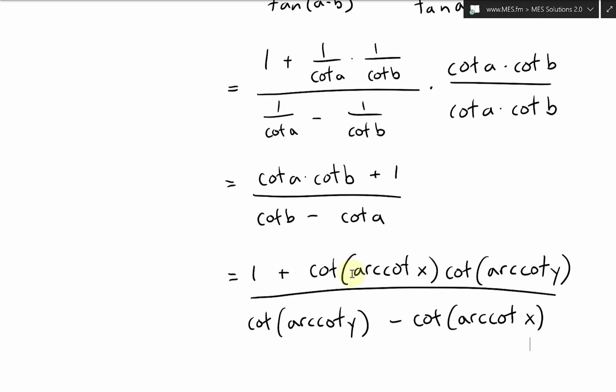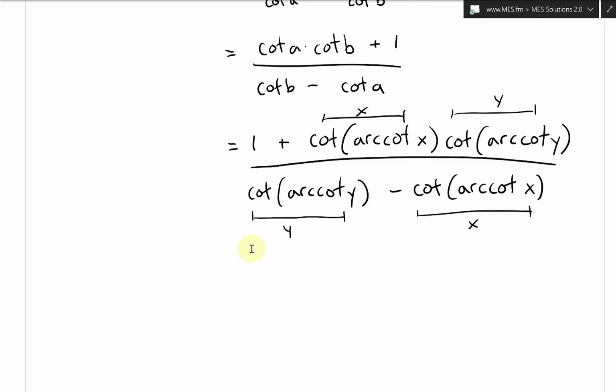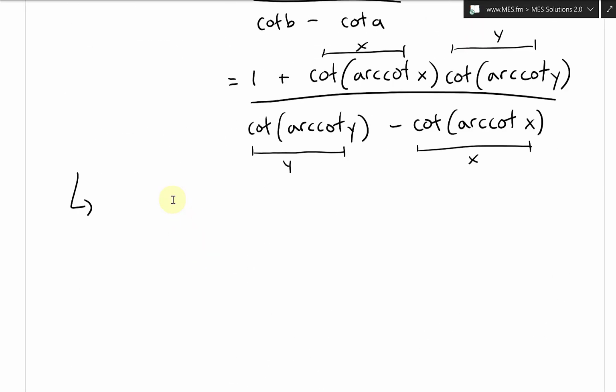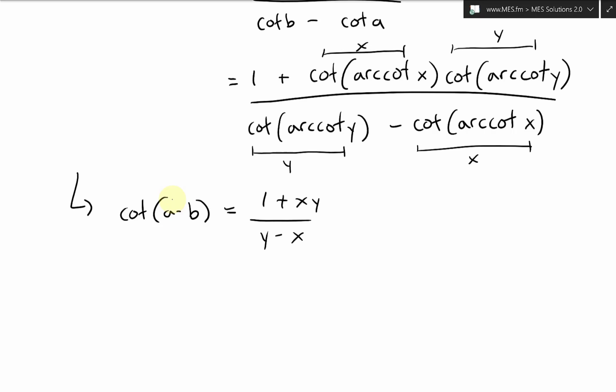Now, recall what we did with the tangents. The same thing holds for cotangent or any other trigonometric and inverse trigonometric function. So this whole thing is just x, this whole thing is just y, and cotangent of this, again, is just y, and this is just x. So thus, cot(a minus b) is equal to 1 plus xy over y minus x, like that. And that is pretty amazing.